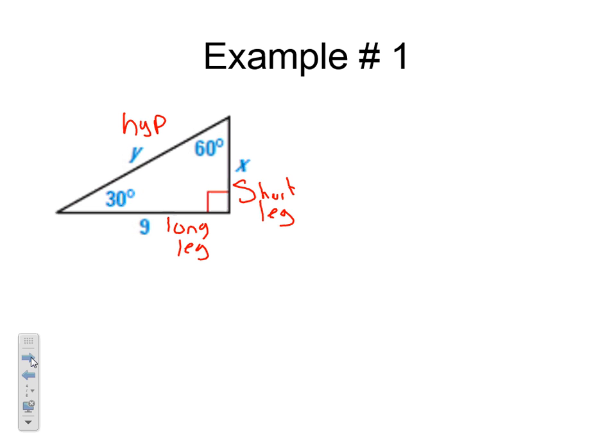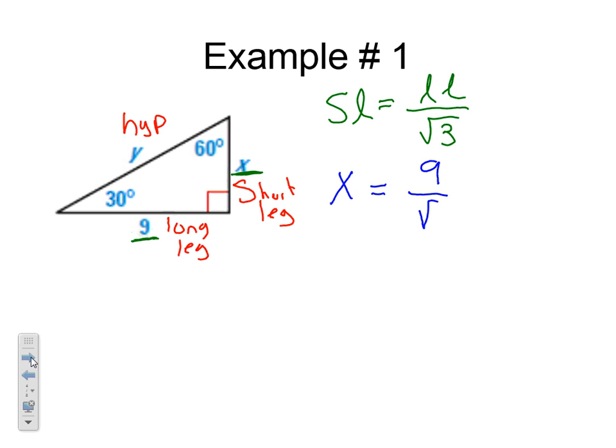Now I don't know my short leg, and that's very important when I do my 30, 60, 90, so I'm going to do that first. I'm going to find my short leg, and I know my long leg. So if we look back at the ones we wrote down, we want to use short leg. I'm going to abbreviate. I'm going to write short leg equals long leg divided by the square root of 3. So my short leg in this case is going to be X equals, my long leg is 9 divided by the square root of 3.